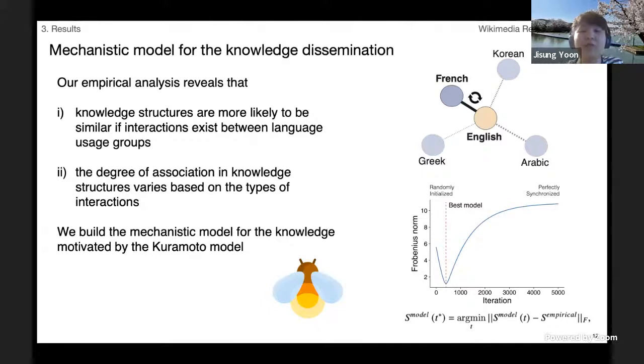Based on the 2 kinds of empirical analysis, we build a mechanistic model for a better understanding of what caused the knowledge synchronization between the 2 groups. We build a model which is motivated by the Kuramoto model. Actually, this model was motivated by explaining the synchronization phenomena in fireflies. So for each time t, each agent selects one of their neighbors, so we can easily check the right side. This is the real example of our mechanistic model.